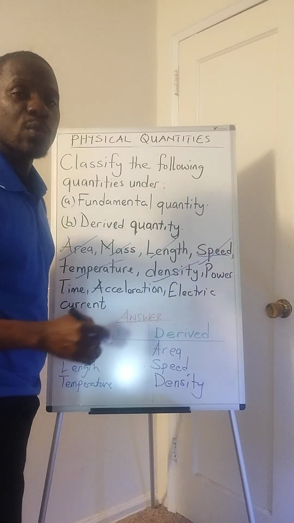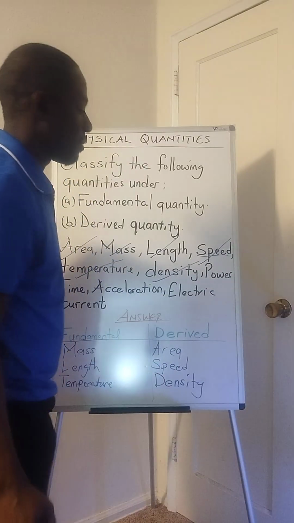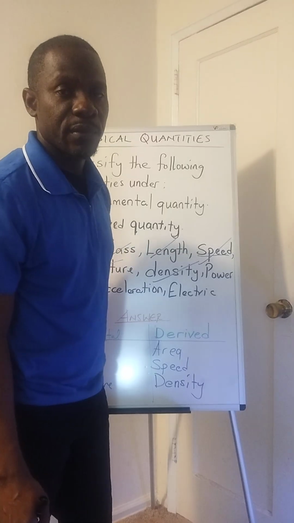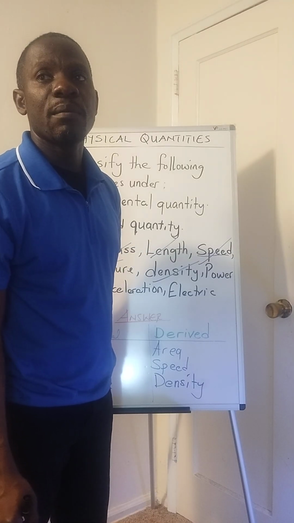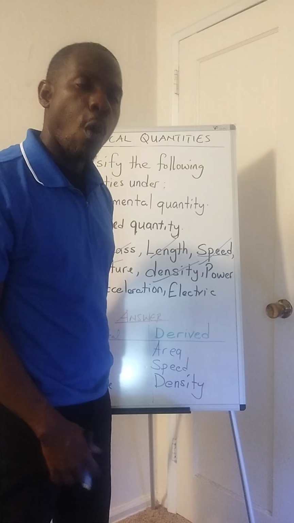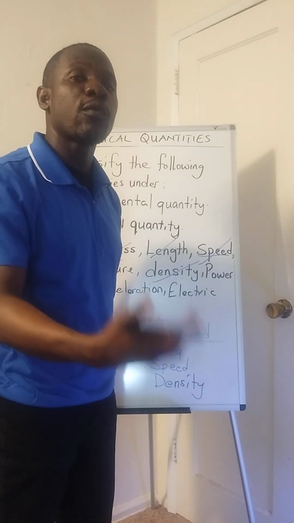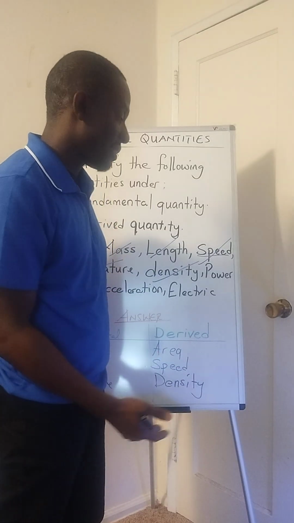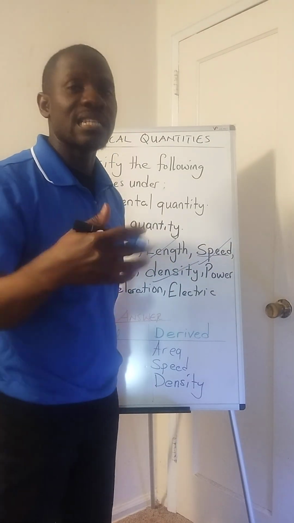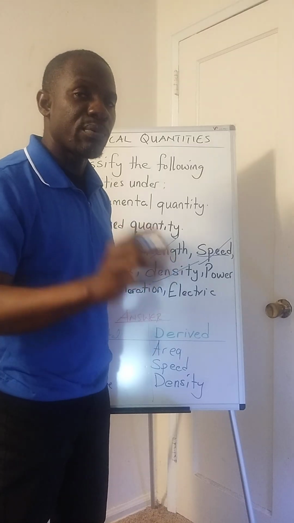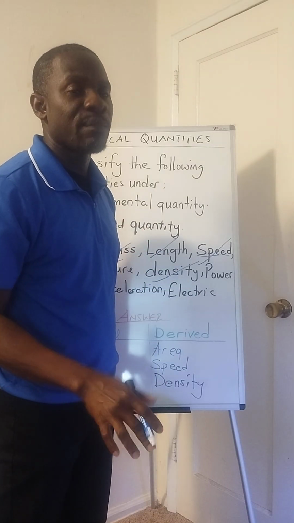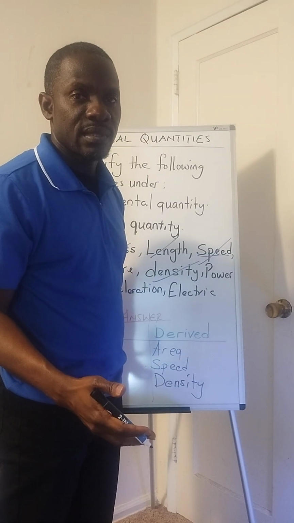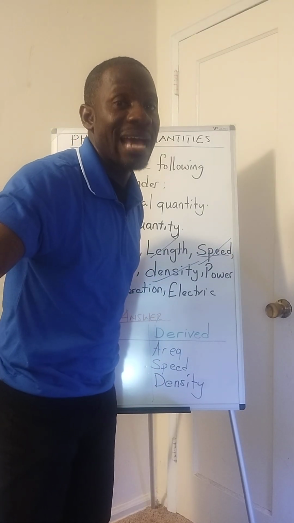Now the next one is power. Power is defined as the work done per unit time, or the product of force and distance. It's also known as what? Force and distance per unit time. Okay? The product of force and distance per unit time. Or the product of force and velocity. That is if you're talking in terms of mechanics.